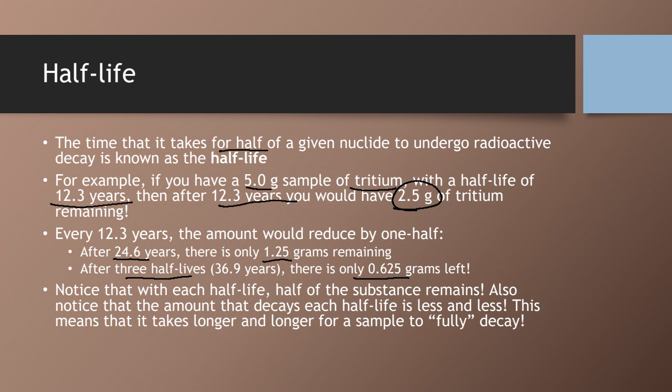Notice that with each half-life, half of the substance still remains. So we're just continually cutting this thing in half. That means it takes a really, really long time until you get down to 2 particles or 1 particle where you can no longer cut them in half. We can divide 0.625 grams by 2 a whole bunch of times before we get to a mass that is small enough to represent a single proton or a single neutron.